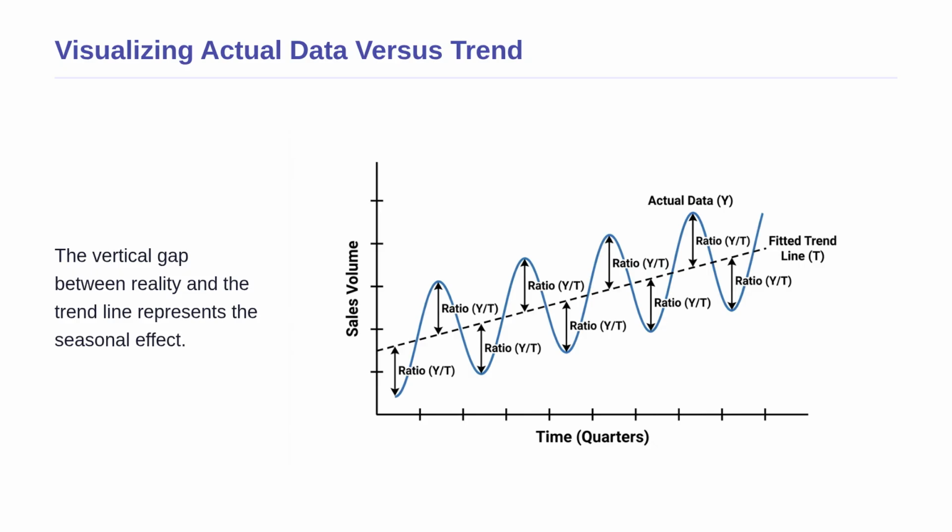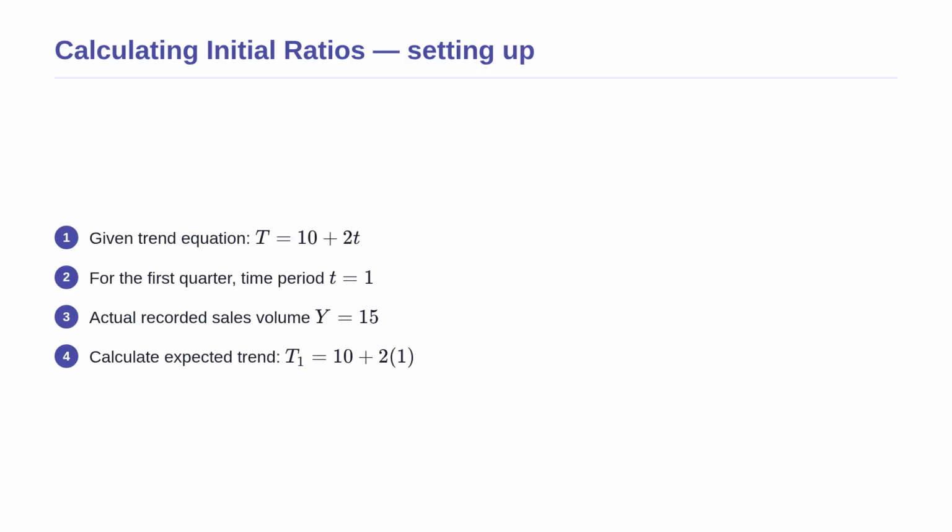By measuring the vertical gap between the reality and the trend line at any given point and expressing that gap as a percentage, we capture the pure seasonal effect for that specific moment in time. Let us put this formula into practice with a concrete example. Suppose we are analyzing quarterly sales.